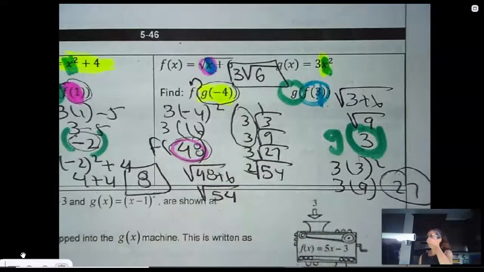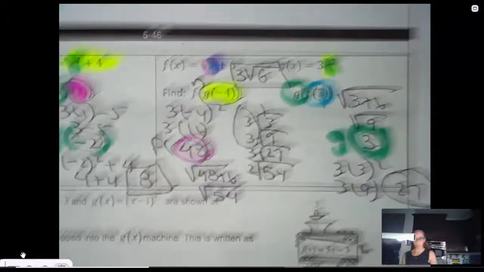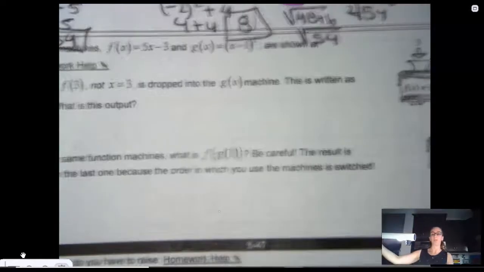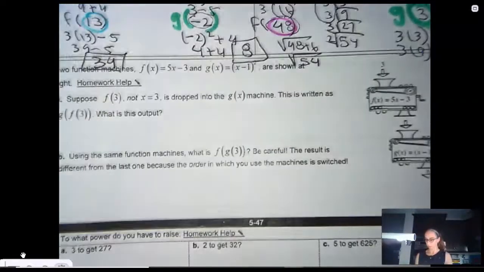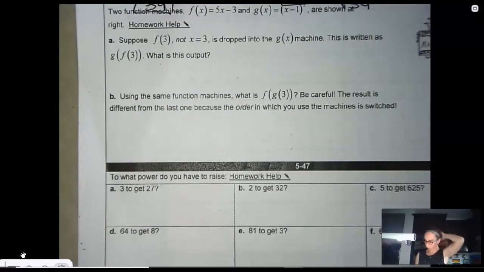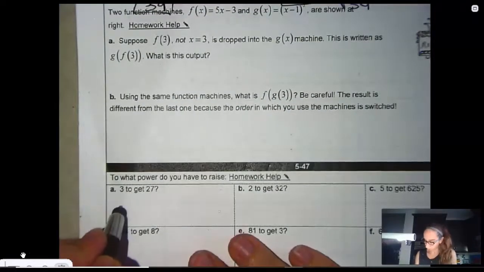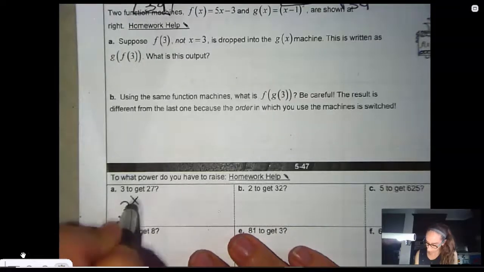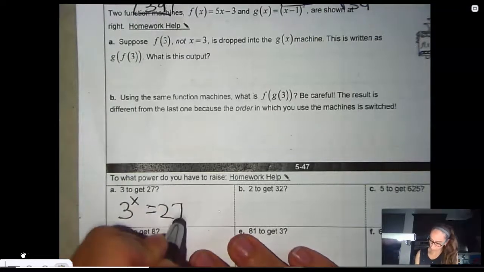I went fast on that part because you can all multiply and square and stuff like that. You don't need me. Okay? This next question is a repeat of the first two sections. So now I'm going to go over a couple of these and then you got to do the rest. To what power do you have to raise the 3 in order to get 27?